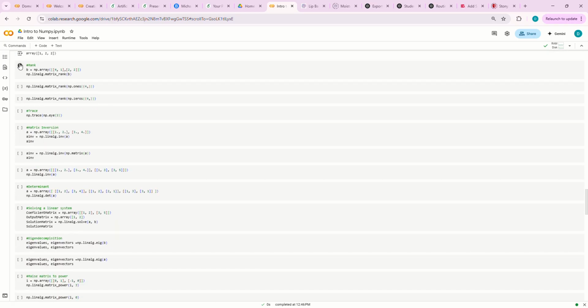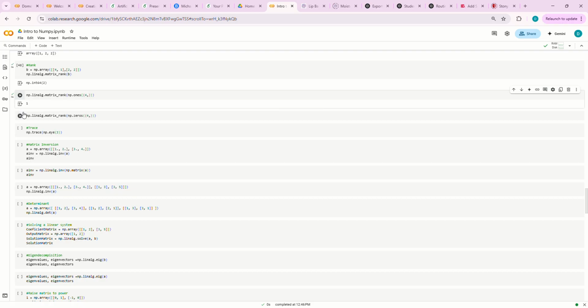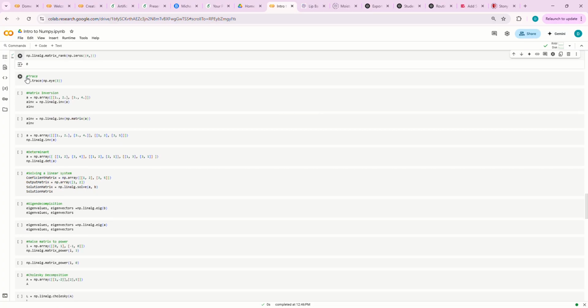If you want to get the rank of a matrix, you can just do np.linalg.matrix_rank of B. Recall the rank of a matrix is the number of pivots. Here, the rank of the matrix is just 1 because there's only one row, and if we made it 4 by 4, it would still be 1 because the rows are linearly dependent. The rank of zeros is 0 because a matrix of zeros has no span.